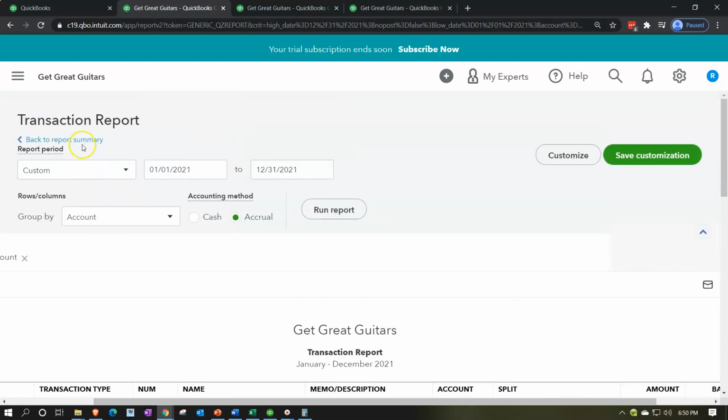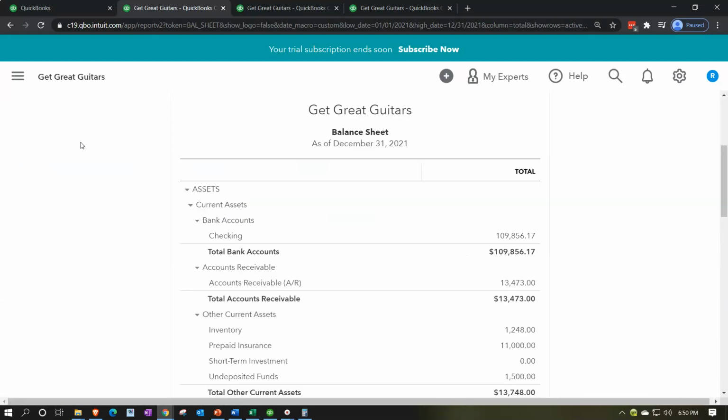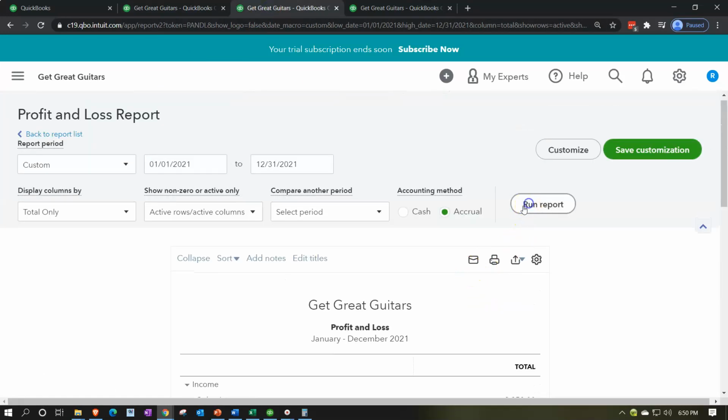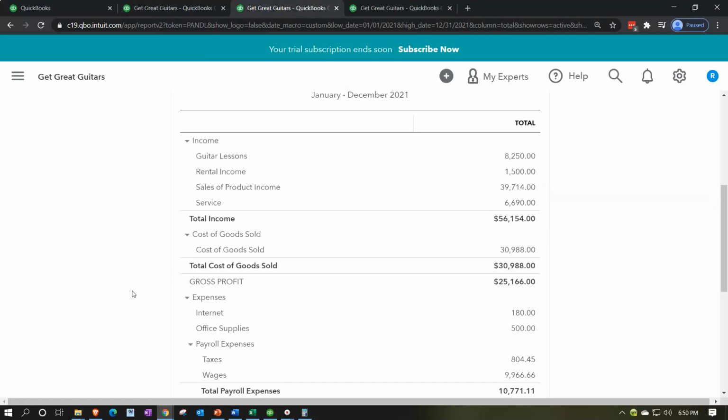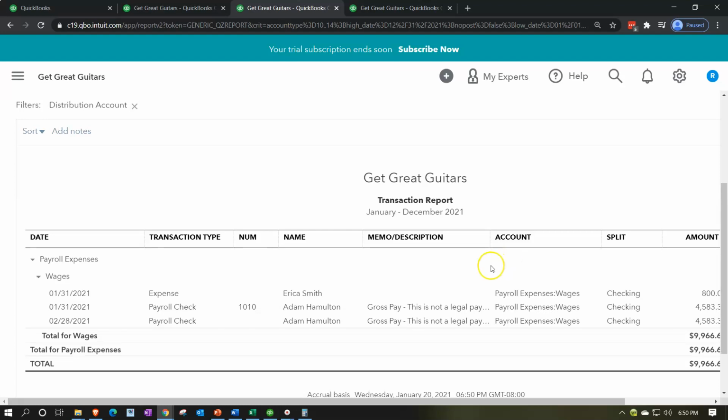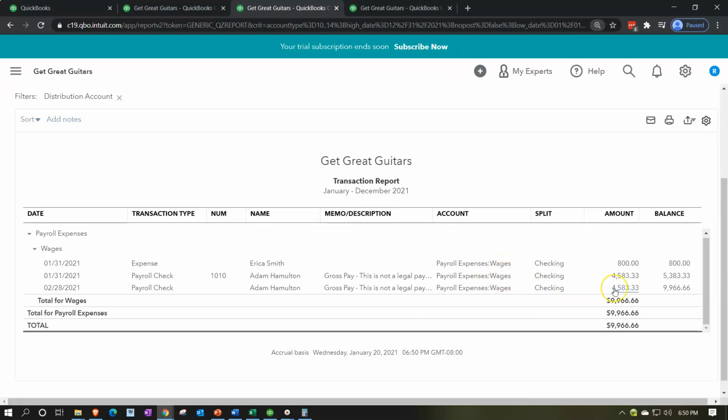Scrolling back up top, back to the balance sheet. The other side is going to be on the income statement. Income statement, freshening up the report. And then we're going to scroll back down and see that we got the wages here. And that's going to be for Adam. So there's Adam, and this is for the full amount now, the $4,583.33.